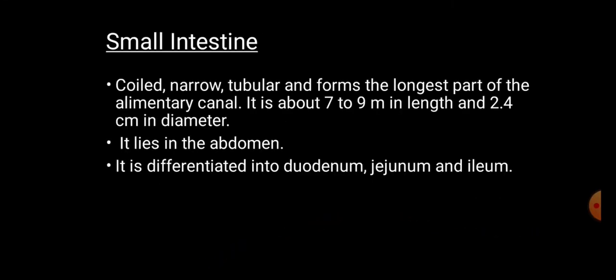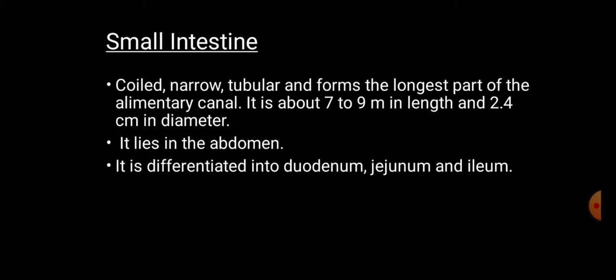In the last module, we learned that the stomach continues into the small intestine by means of an opening called the pyloric orifice. This pyloric orifice is guarded by a sphincter muscle called the pyloric sphincter, which regulates the passage of food from the stomach into the small intestine. In this module, we will learn about the structure, the different parts and the function of the small intestine.